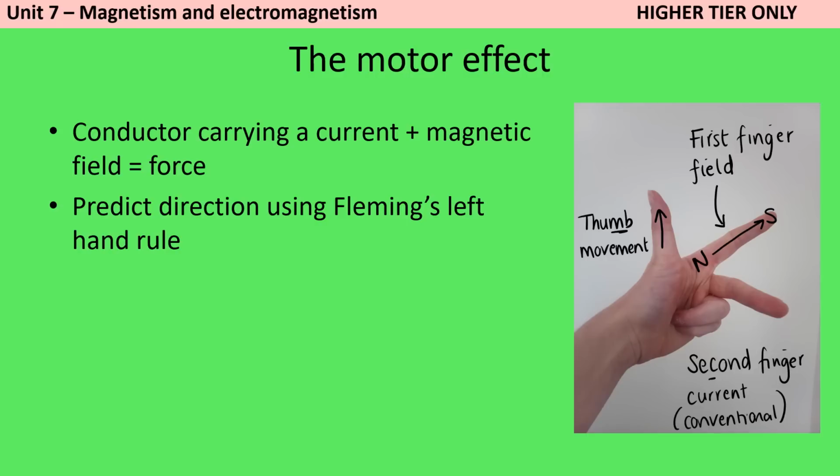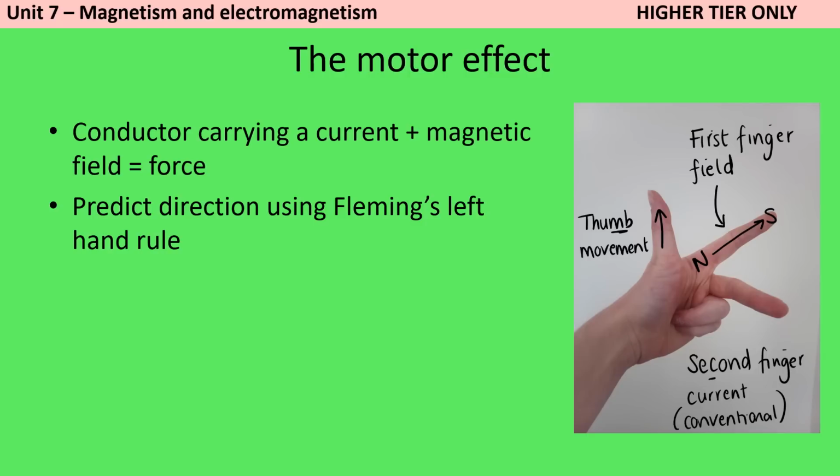And then your second finger represents the current. And it's important to remember that the direction of the current, we're talking conventional current here. So in Unit 2, in Paper 1, we talked about the fact that when electricity was first discovered, we didn't know it was electrons moving, we didn't know it was negative particles. So conventional current actually goes backwards to what's really happening. So just make sure that you're aware of that when you're orienting your second finger. And then your thumb shows you the direction of the movement.